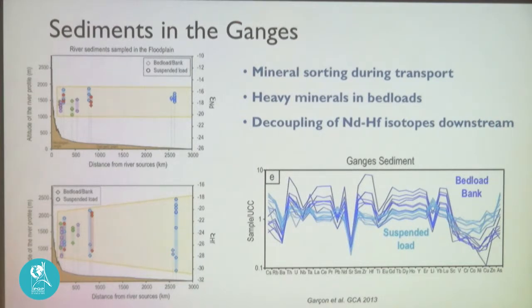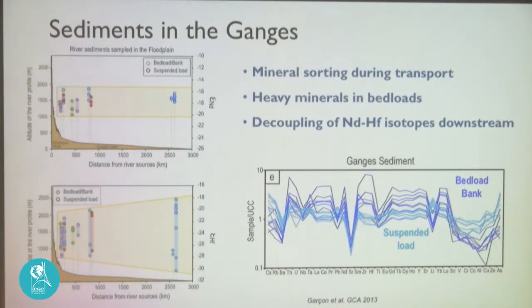In contrast, going down the river, the hafnium isotopic composition changes, and the variability increases more and more as you go down. So there is a sorting due to the minerals, with the heavy minerals being stuck in the bed loads, in the heavy fraction of the sediment, and the lighter minerals being transported at the top of the river, which means that they go further away and they have a higher chance to go into the ocean than the bed load samples. So there's this decoupling that occurs during the transport.